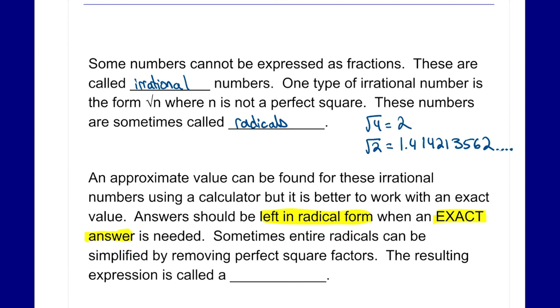Now, that doesn't mean we're going to leave every radical without touching it, because sometimes radicals can be simplified by removing perfect square factors, right? So if I have root 4 as a factor, I can remove that because that simplifies to 2. If we remove perfect square factors, we get what we call a mixed radical, which is a simplified form. So we can simplify it and still have an exact answer, even if it's mixed. And that's going to be our goal.